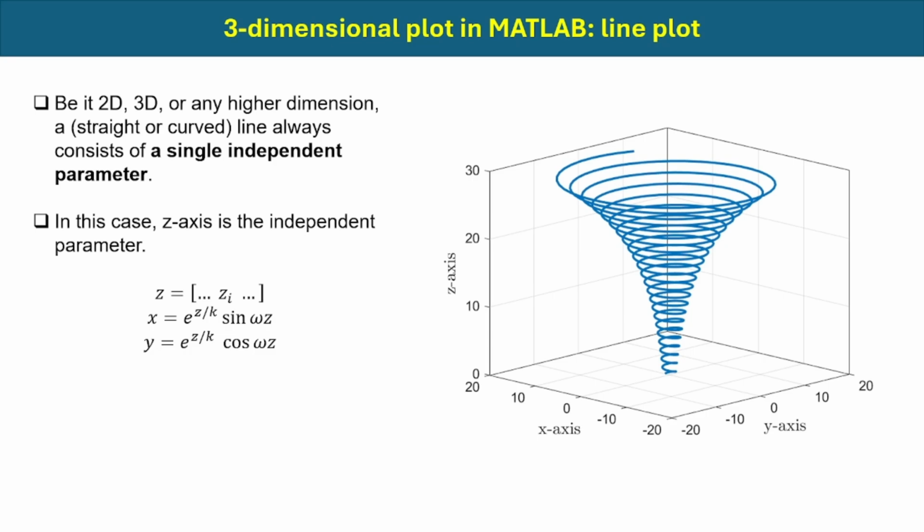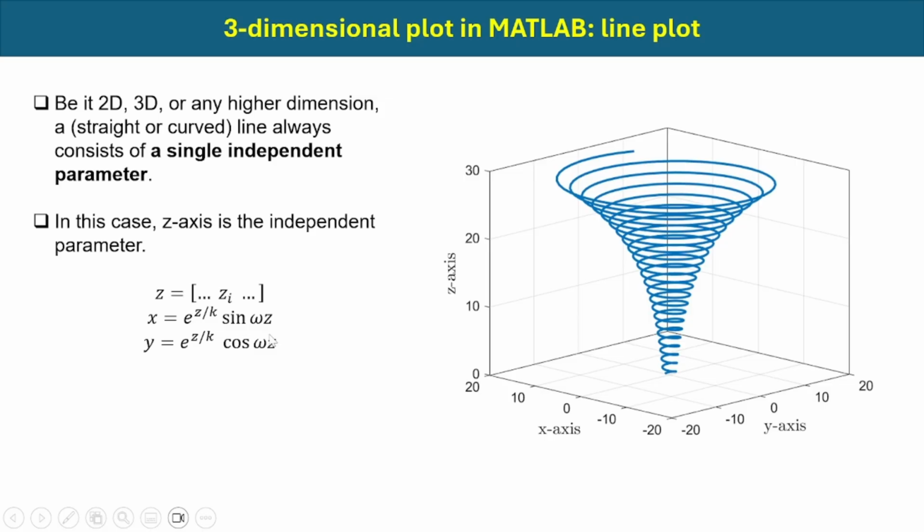In 3D also, when you are dealing with three axes, if you want to have a line plot, here also you will have only one independent parameter. For example, consider this graph. Suppose you have this kind of relationship: x is equal to e to the power z by k sine omega z, and y is e to the power z by k cosine of omega z.